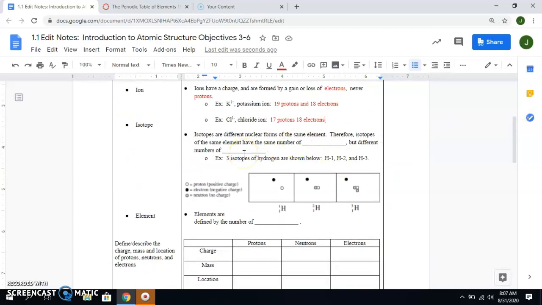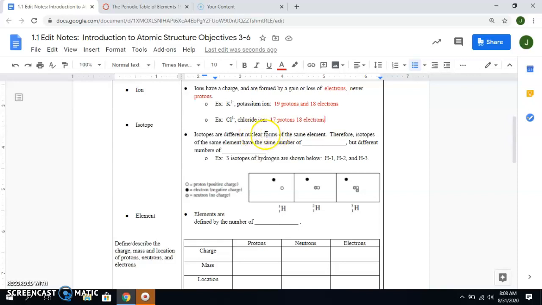Definition for the term isotope. So isotopes are different nuclear forms of the same element. So let's pause and think about the nucleus. We remember from the Rutherford experiment, the gold foil experiment, that the nucleus is small, dense, and positively charged. Okay, that positive charge comes from the protons that are in the nucleus, but you might also remember that there are neutrons in the nucleus.